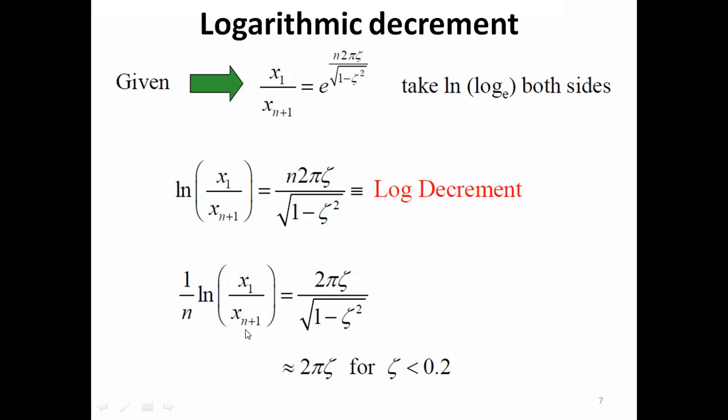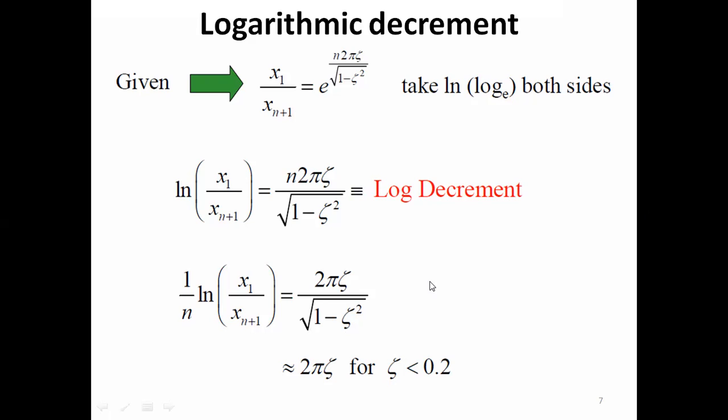So you could also measure the amplitude at the other peak, which would come after n plus 1 cycles. So meaning that we would know x1, we would know xn plus 1 and n. We could measure all these. So this side of the equation would be known. The only unknown in this side of the equation is zeta. So using this equation, very easily we could determine zeta, that is the damping ratio for the vibratory system.